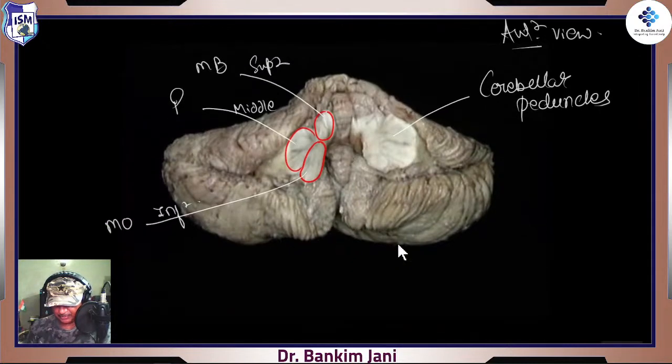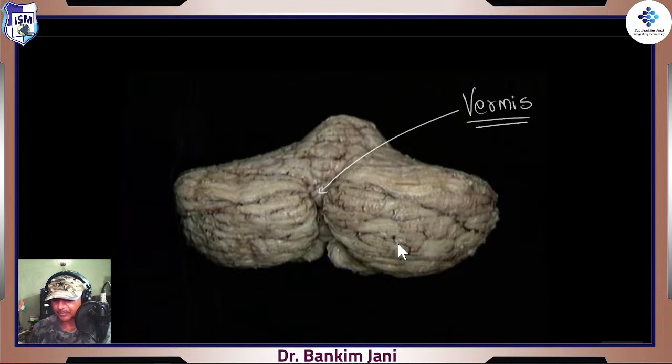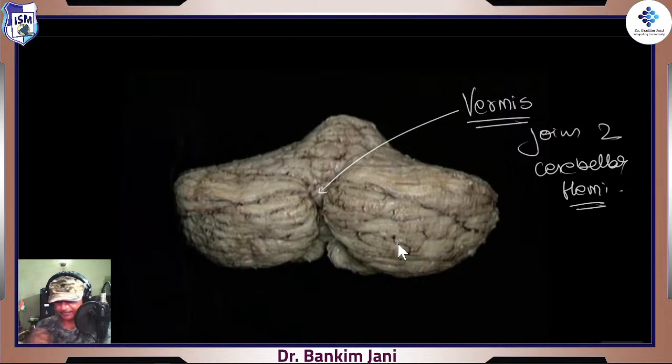Now if we go back, this is the posterior surface. These are the two cerebellar hemispheres. In between, just as the cerebral hemispheres were connected, these cerebellar hemispheres are connected by what is called the vermis. It joins the two cerebellar hemispheres. And this is the posterior view.